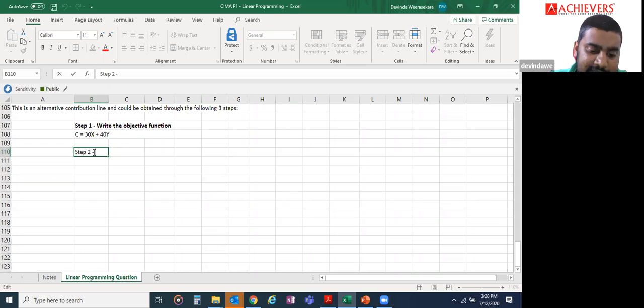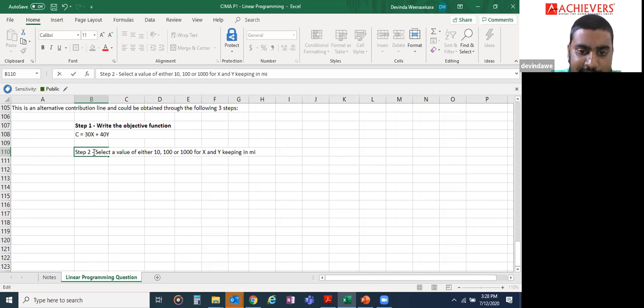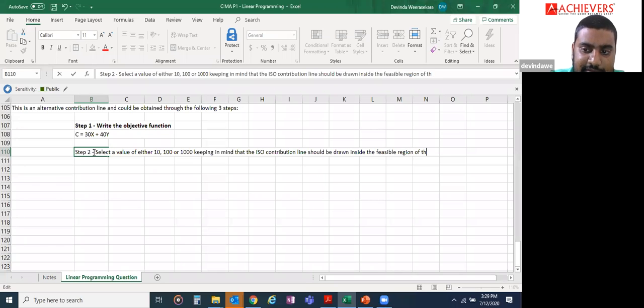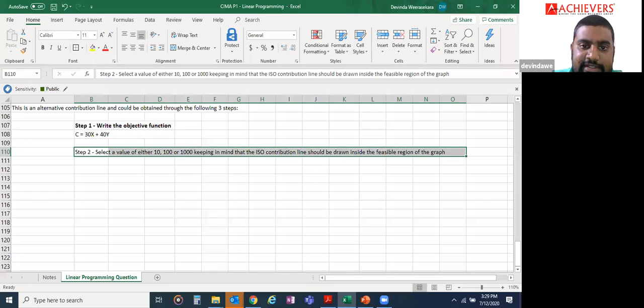Okay. So step 2 is to select a value of either 10, 100 or 1000 for X and Y, keeping in mind that the ISO contribution line should be drawn inside the feasible region of the graph. This is step 2.